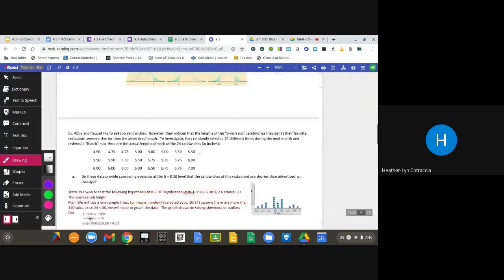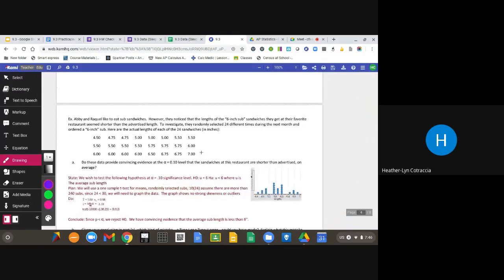Okay, so I've got 2 examples, and then that is pretty much it. So with this one, we have the famous 6-inch sub dilemma. So is the 6-inch sub really 6 inches? So 2 students, Abby and Raquel, went to the 6-inch sub shop, and they decided to randomly select 24 different times during the next month, and they ordered a 6-inch sub, and then they measured it. So here are the different measurements right here. There they are. And then this phrase right here, this is going to drive you nuts because it doesn't make any sense, but that's actually how it's asked.